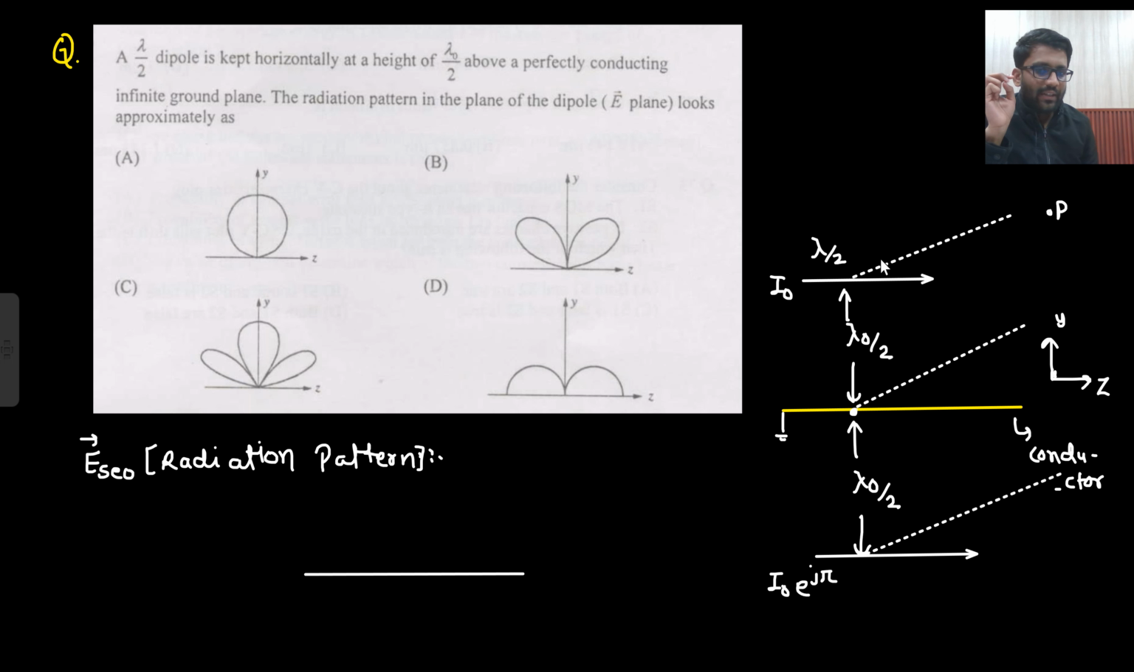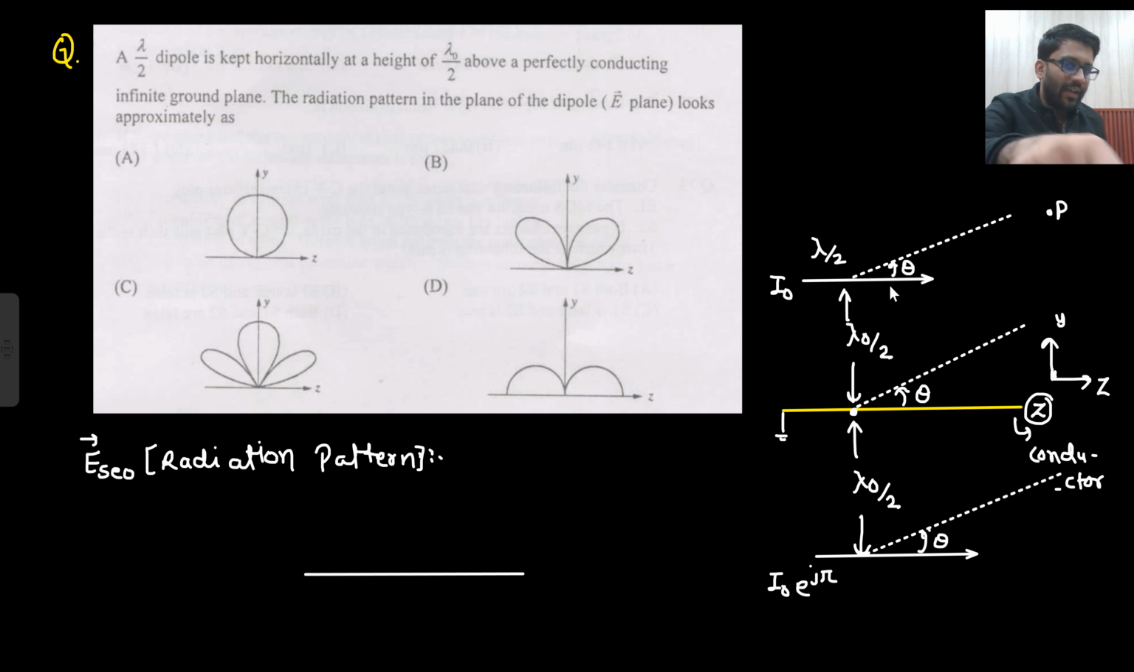Now you let me know one thing. What will be your angle theta here? What will be your polar angle? The polar angle is the angle measured from the Z axis, and which is the Z axis? This is the Z axis. So the angle measured from the Z axis will be the polar angle theta.